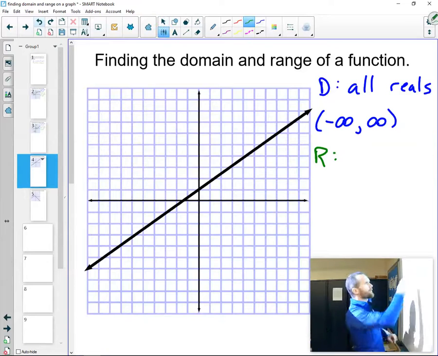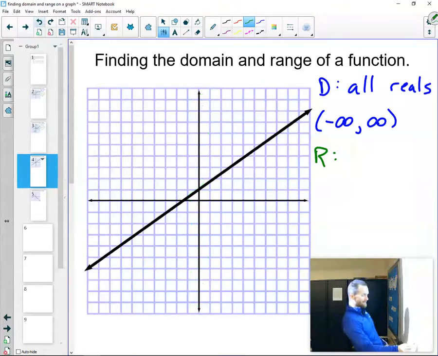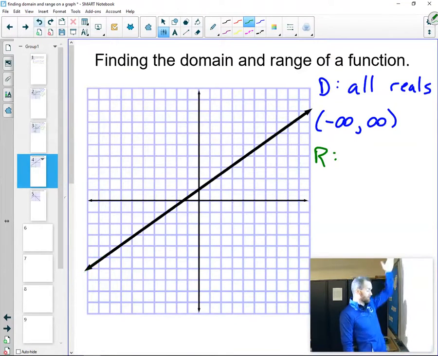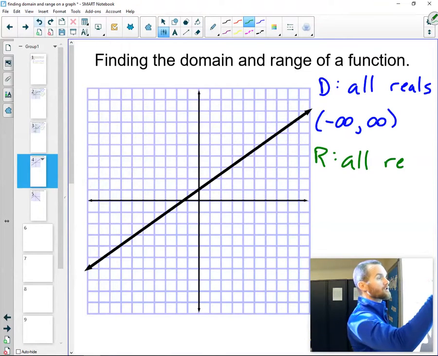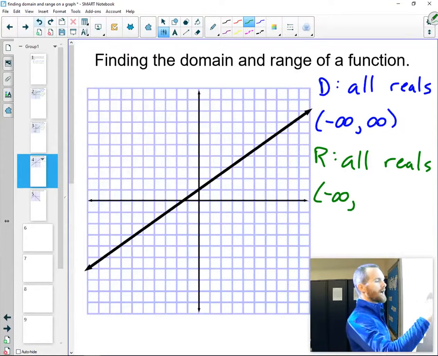The range, now we're focusing on the y values. Similarly, I don't see a single y value that won't work. You might be tempted to say, what is this, negative 9? Because it looks like it doesn't hit the function, but we know this line is going to keep on going down. Eventually it'll hit. So the range is the same as the domain. It's all real numbers. So we can just say all reals. And if you want to write it in set notation, negative infinity to positive infinity.